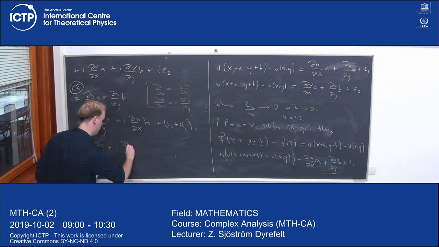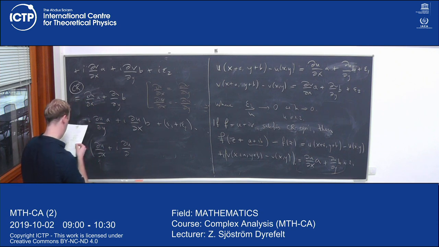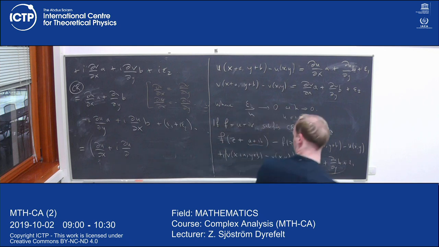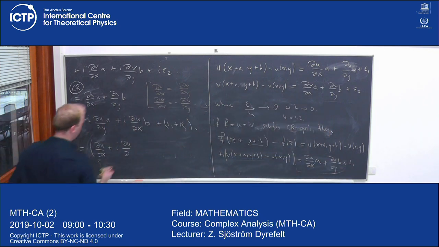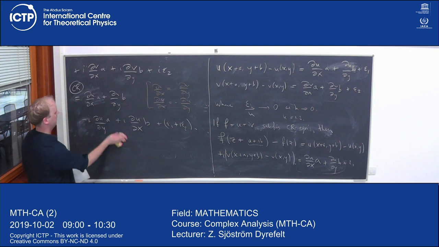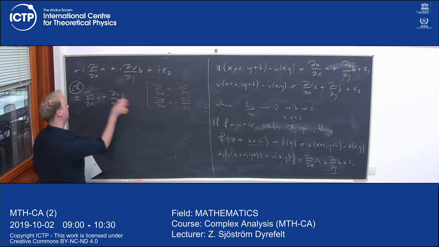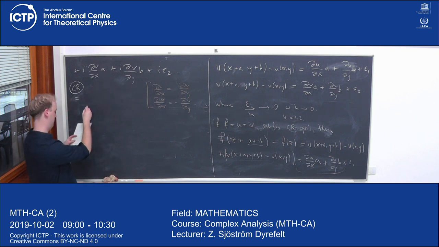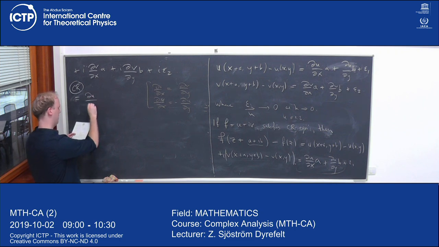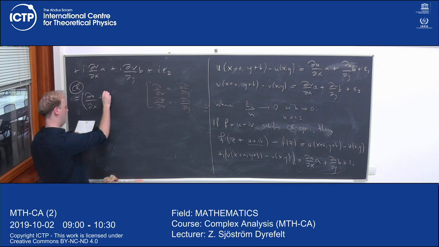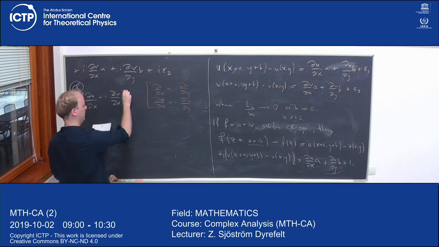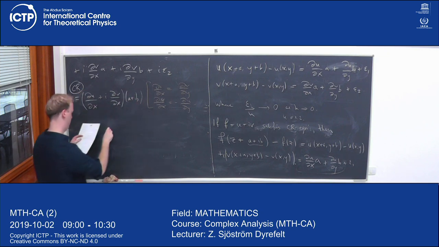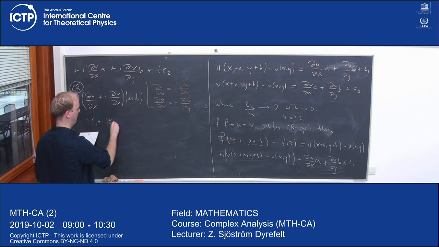plus i partial u... Is this a u or a v? It's probably a v. Okay, I messed up a little bit. Anyway, this is going to equal lambda. I am sorry about this. So let's use the Cauchy-Riemann equations. What I wanted to say was that it is equal to partial u partial x plus i partial v partial x, times a plus ib, plus epsilon 1 plus i epsilon 2.